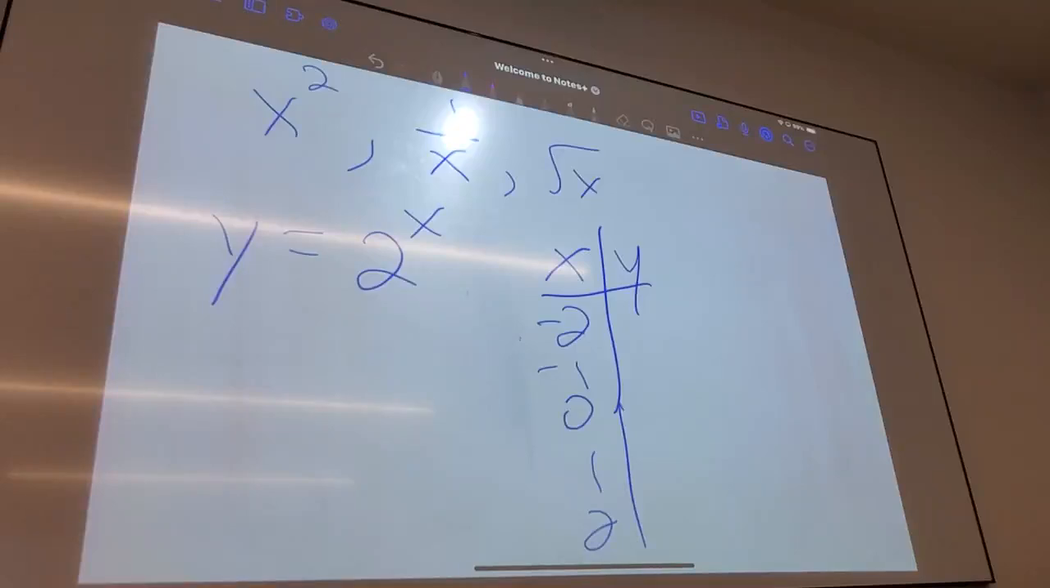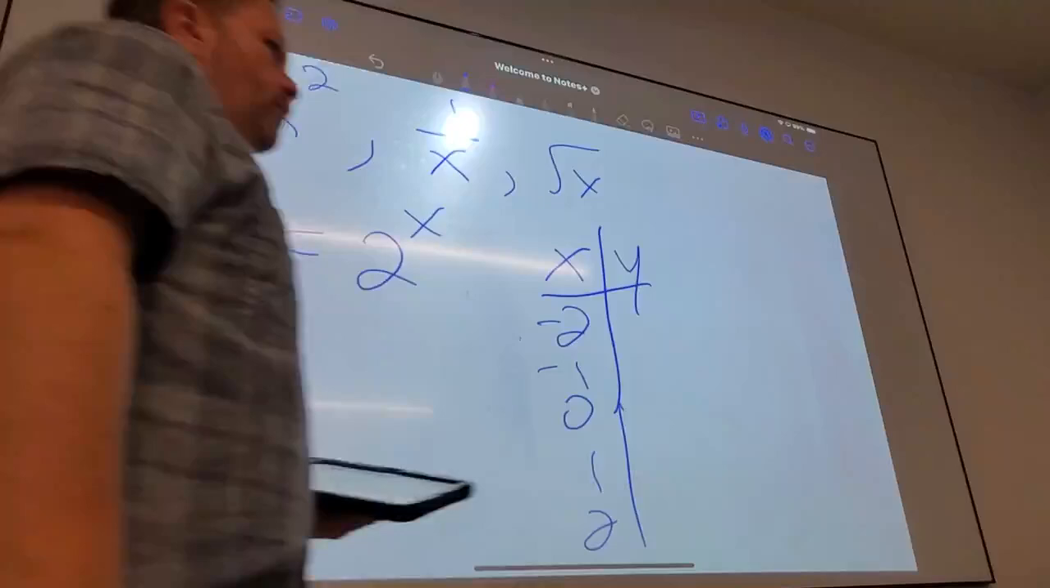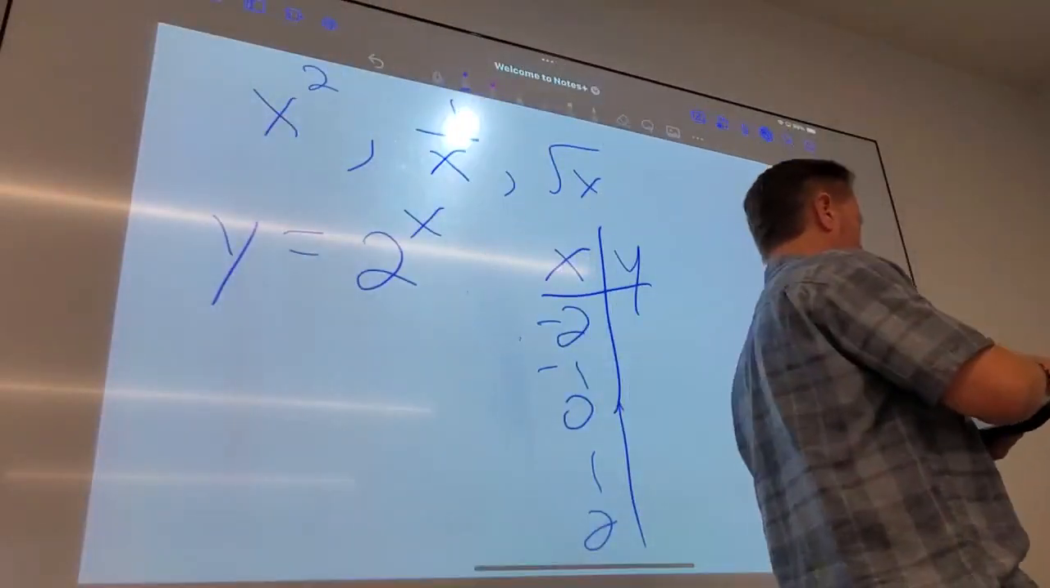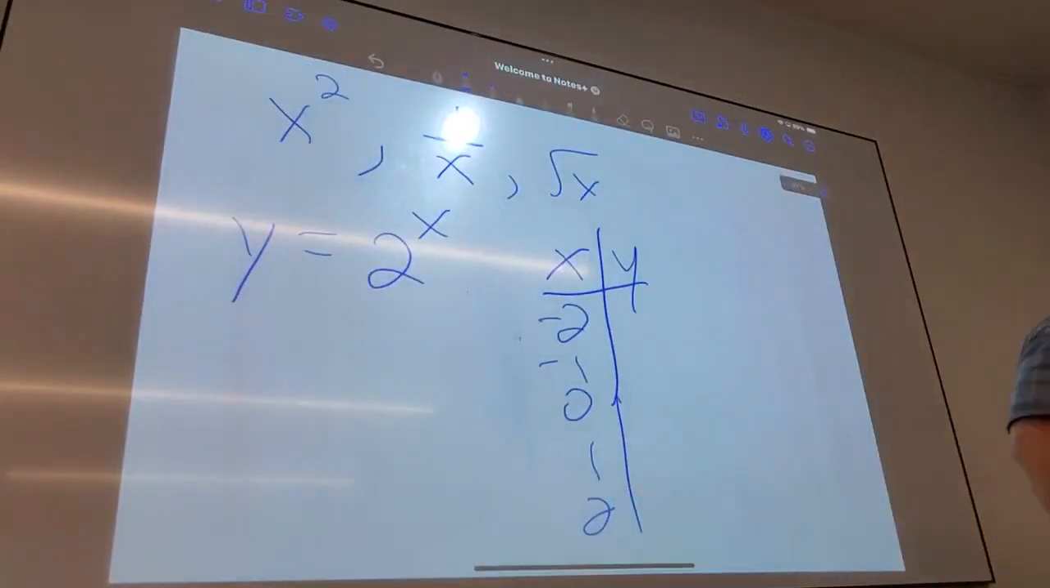So complete the table, I'll wait. Oh, wait. So your function is 2 to the x. Just remind me, what's a negative power mean? Flip. Okay, good. Go for it.